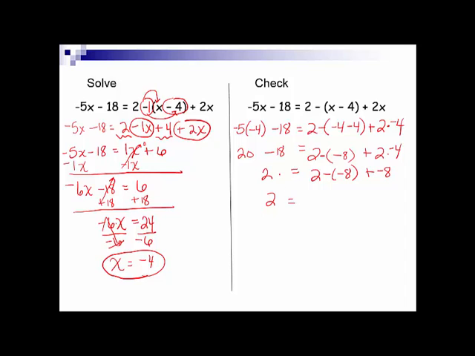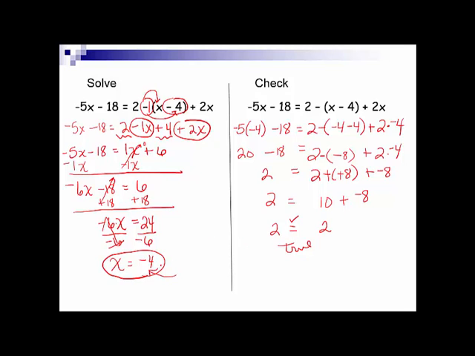Still have the 2 on the left-hand side. 2 minus a negative 8 means 2 plus a positive 8. 2 plus 8 is 10. 10 plus negative 8. Signs are different. Find the difference. Keep what you have more of. Yay, 2 equals 2. This is a true statement.